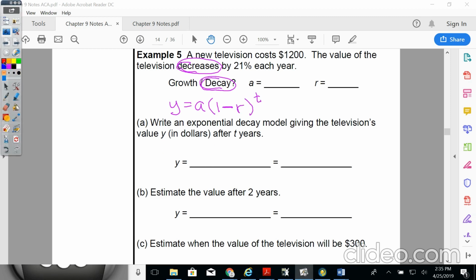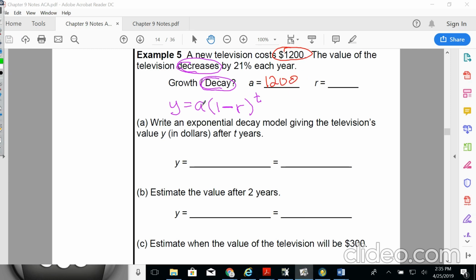Your A value is what you start with. So the new TV costs $1,200. That's going to be the A here. And then the rate that it declines at or decreases at is 21%. So again, 21%, we want to move the decimal place back twice. So R is actually 0.21. That's the number we plug in here for R.